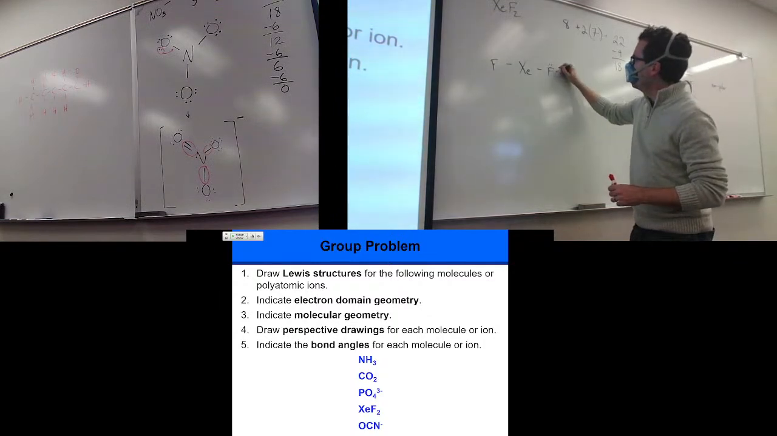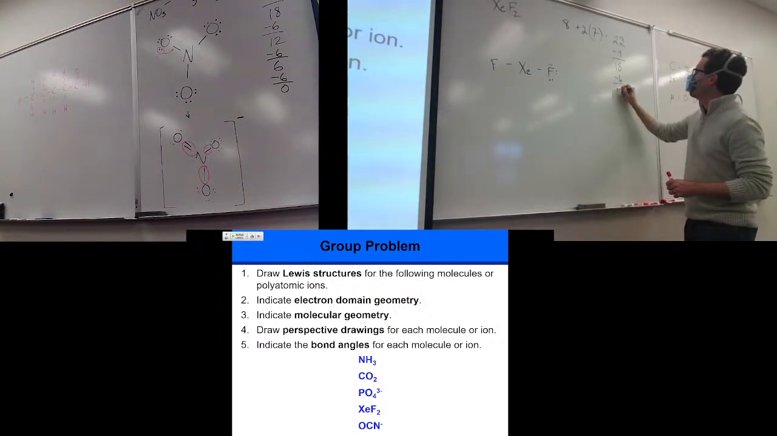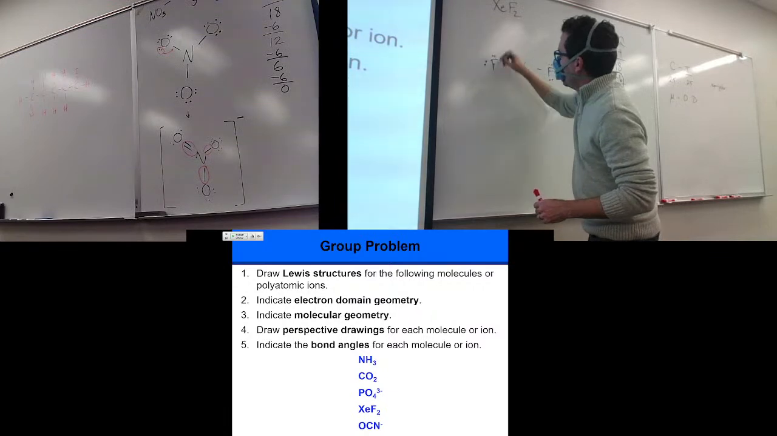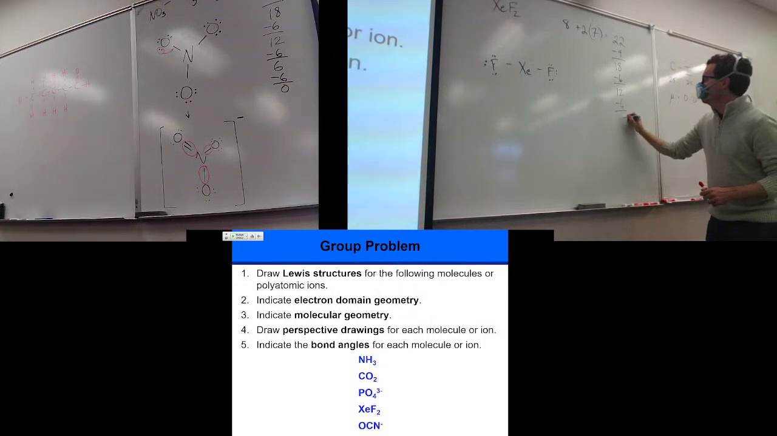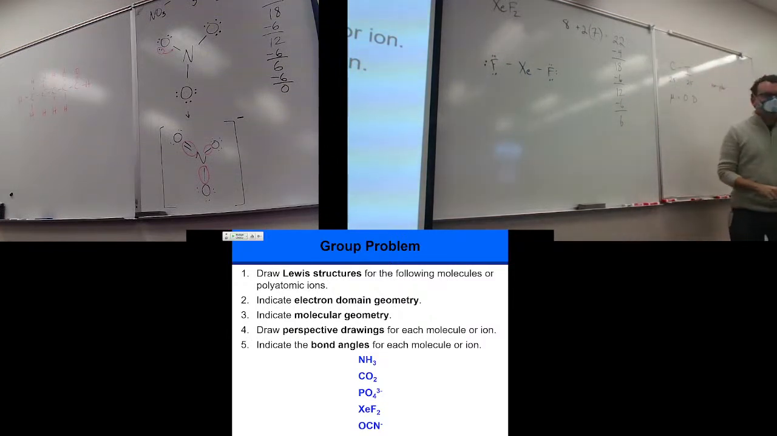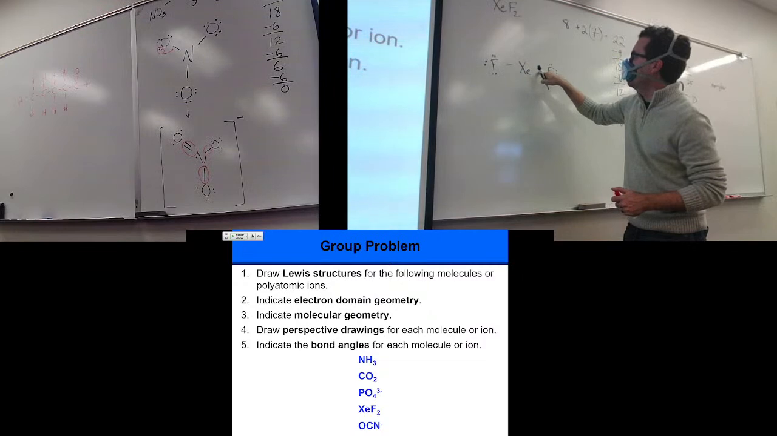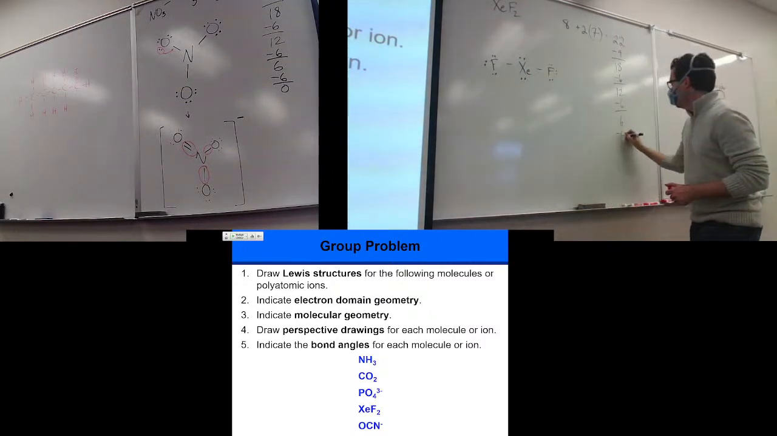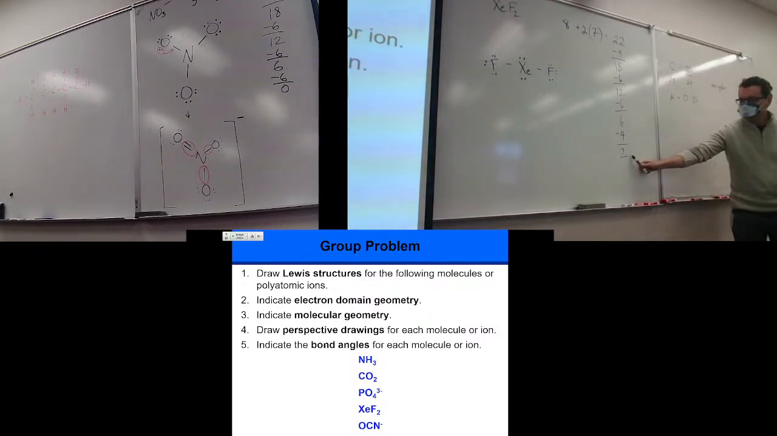So 2, 4, 6 plus the 2 here makes 8. Need 8 on this side, so 6 more plus the 2 here makes 8. So I've got 6 left, and now I'm going to do the octet rule for the central atom. Well, the xenon has 2, 4, and I need 4 more. 1, 2, 3, 4. So I've satisfied the octet rule for everything, but I have 2 electrons left.